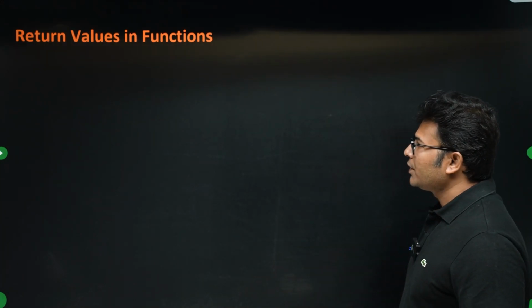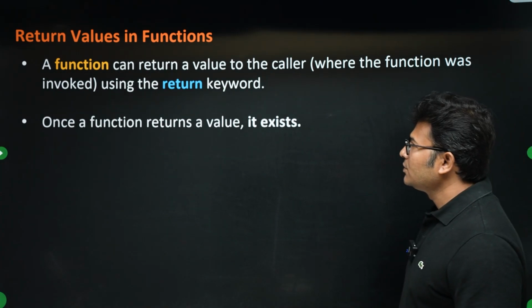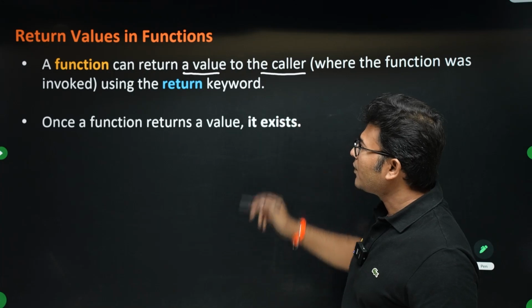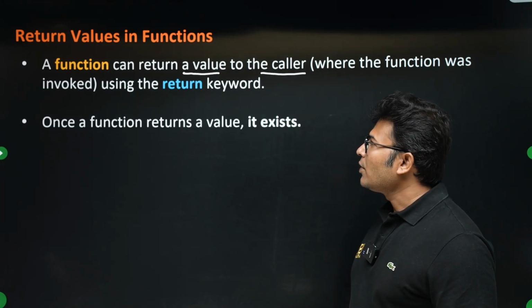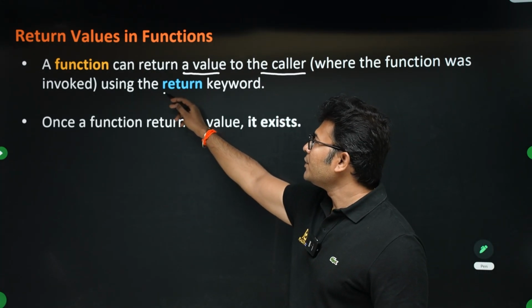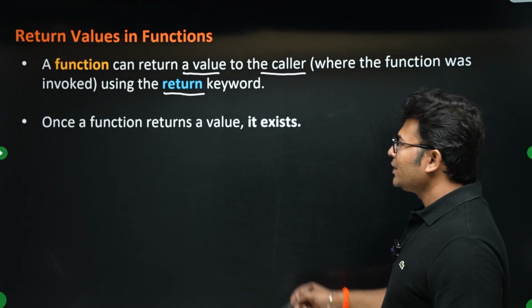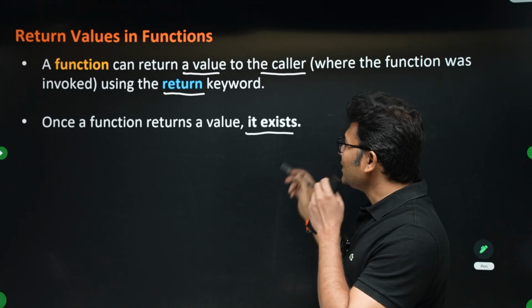So, return types in function. A function can return a value to the caller. Whenever you call a function, it can return a value, right? Now, how can it return? By using the return keyword. Okay. So, once a function returns a value, it will exist forever.